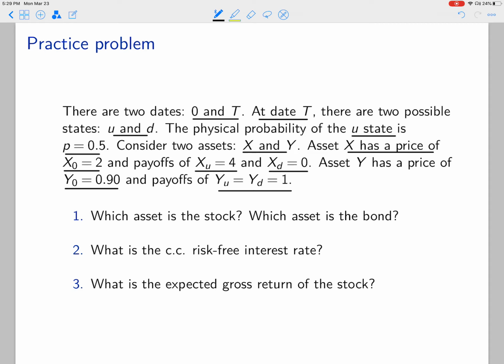Okay. What we want to do is look at these assets on the binomial tree. We want to ask which asset is the stock, which asset is most like the bond. Calculate the continuously compounded risk-free rate. This is going to be as a function of T here. And then we're going to calculate the expected gross return on the stock. Okay, so let's add this all to our binomial model and write down the inputs.